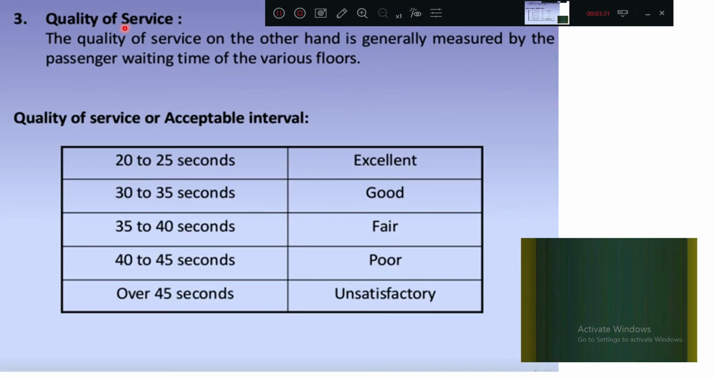What is this? Okay, quality of service. The quality of service on the other hand is generally measured by the passenger waiting time. So the quality and waiting time are proportional. Lesser waiting time, good quality. Larger waiting time, poor quality. So that is why for excellent, the waiting time is very less, 20 to 25 seconds. Similarly, for good fair, the waiting time is increased, 30 to 35, 35 to 40. Okay. For poor, 40 to 45 seconds waiting time. If it is more than 45 seconds, then it will be unsatisfactory. Okay.